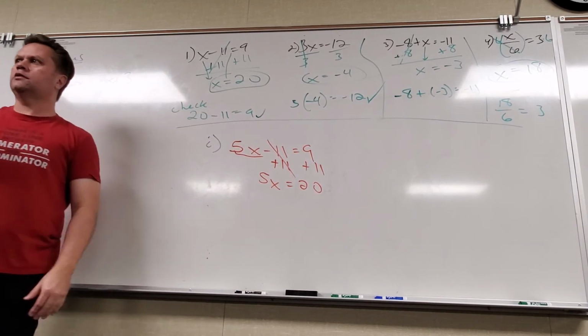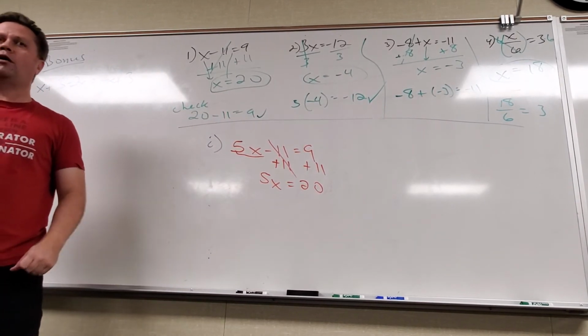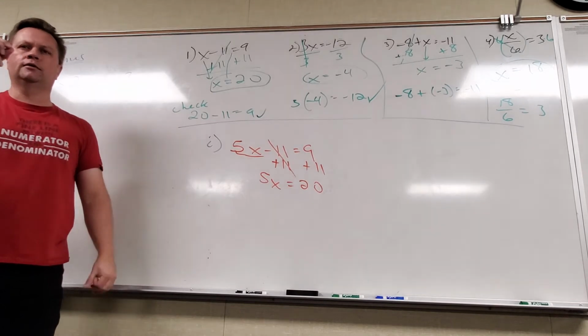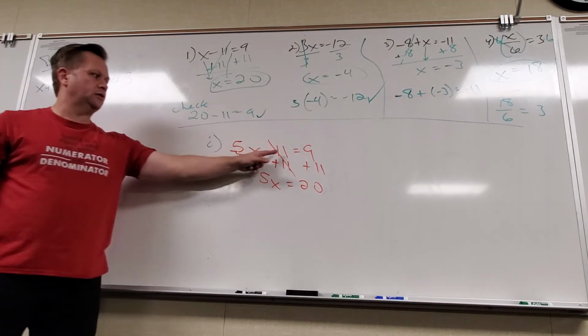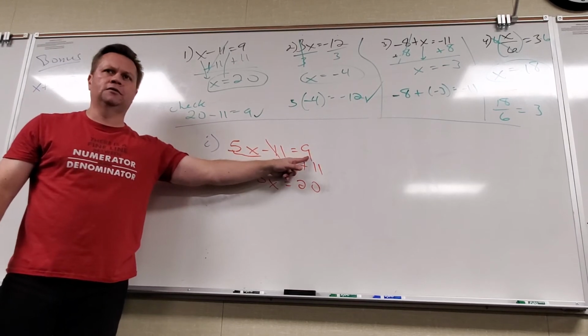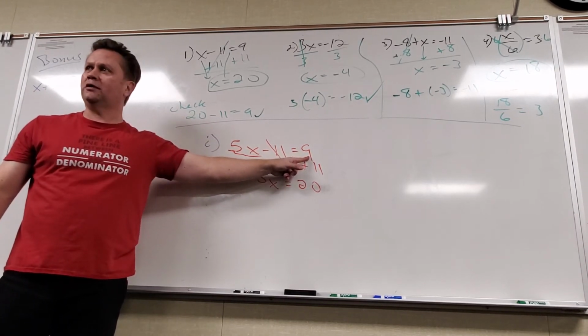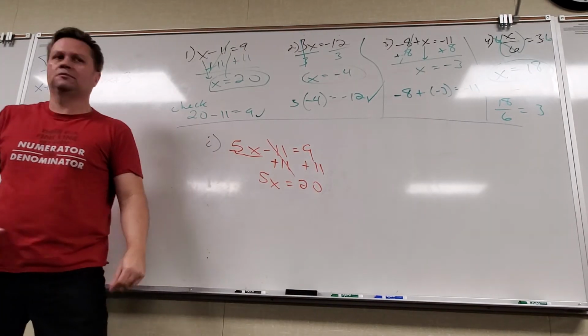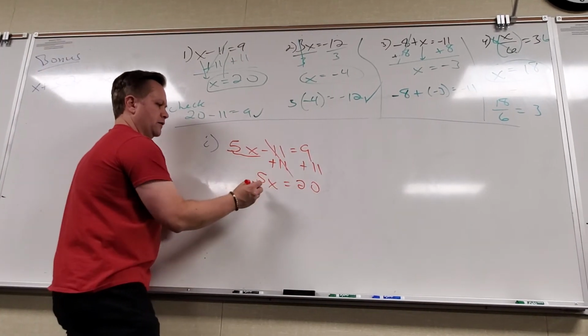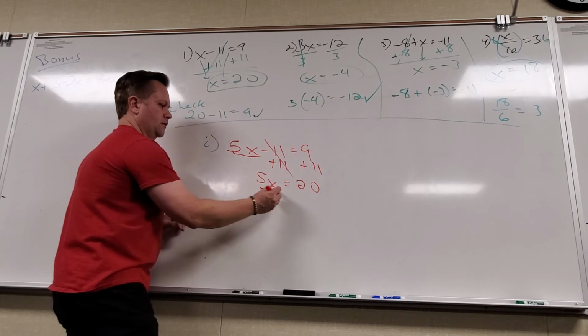Right? And then this is why I say you almost always will divide last. If I divided by 5 right now, do you see all the fractions I would make when you don't really need them? I'd rather make any fractions when I'm done because then I don't have to use them. Now I just have to do what? Divide by 5.